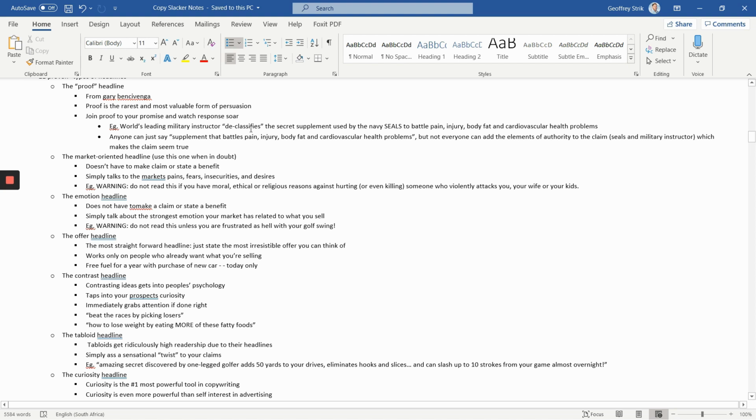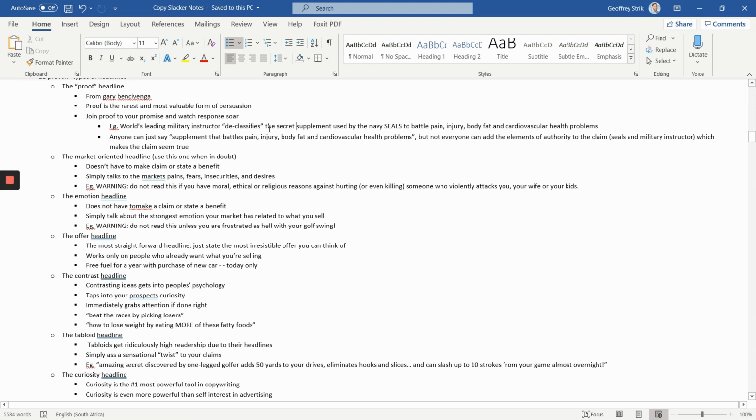If you had to just say, "secret supplement used by Navy SEALs to battle pain, injury, body fat, and cardiovascular health problems," that would be a claim without any proof. But simply adding on an individual of authority, even though you've not provided any proof that this individual is the world's leading military instructor, you just claimed that the world's leading military instructor is providing this secret. All of a sudden there's an element of proof involved in that headline, and people tend to believe it more.